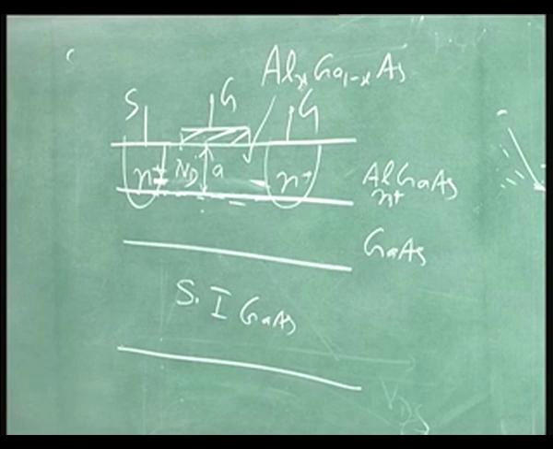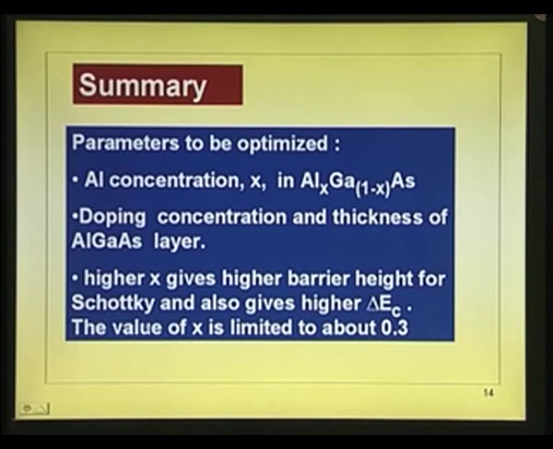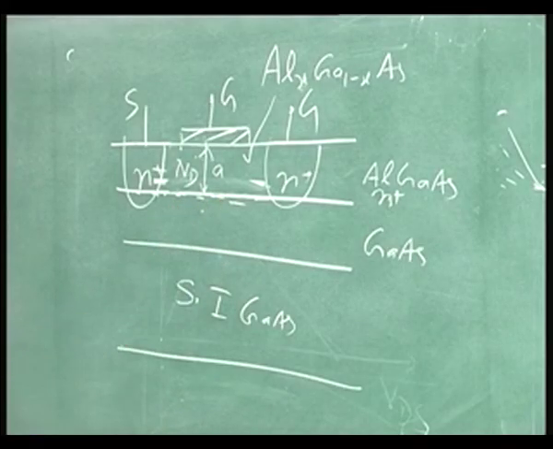Higher X gives higher barrier, right? All those things we have discussed. Schottky, and also gives higher delta EC. Yeah, okay. Higher X you need because it gives you higher delta EC and better carrier concentration, but you can't tolerate that because of the traps which are being introduced and band gap. So, X is about 0.3.